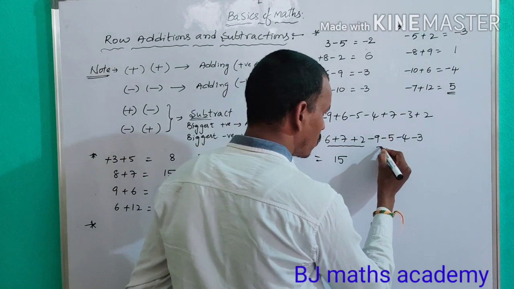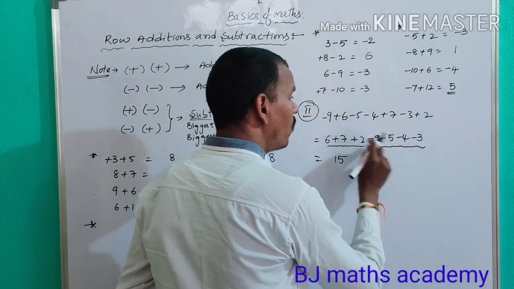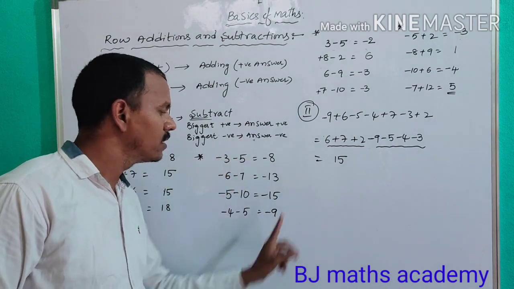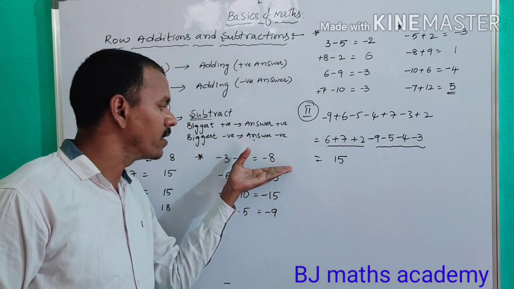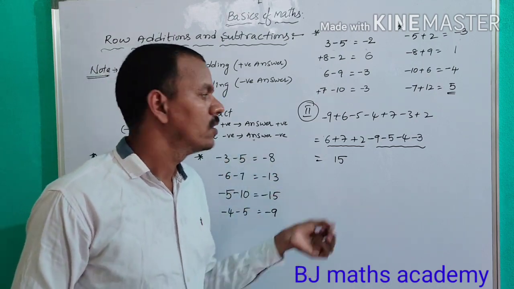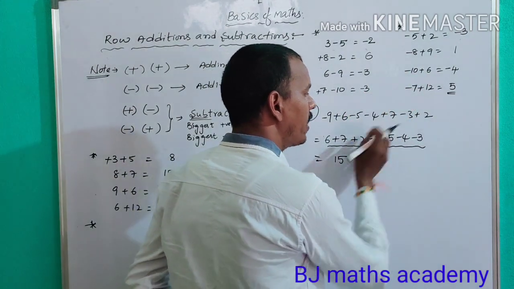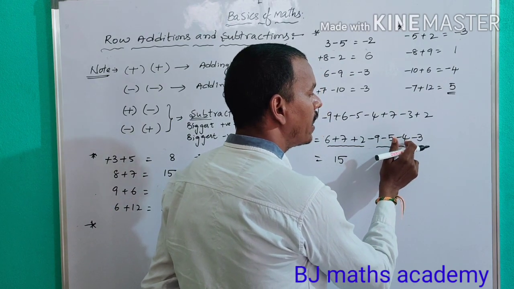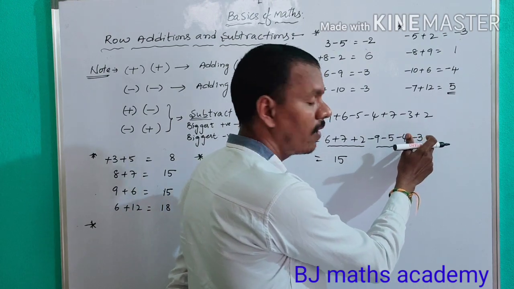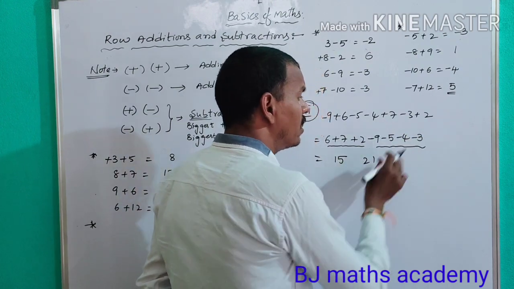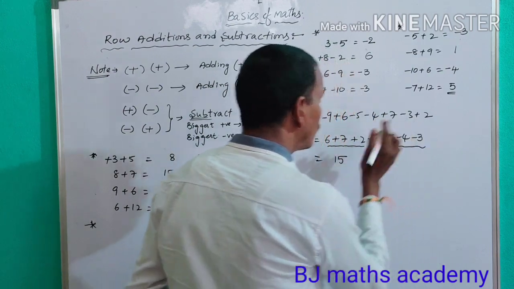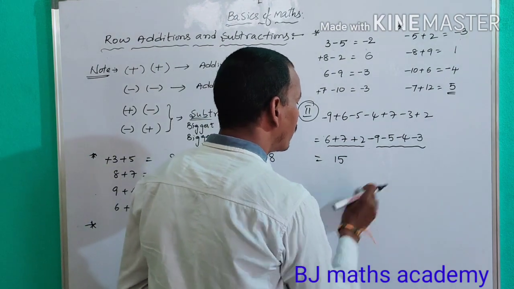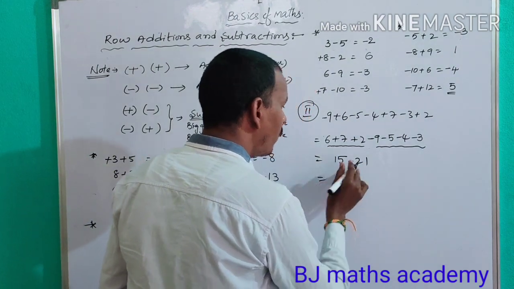Next go to the negatives. Just before, we saw that when both are negatives, what did we do? Adding. But the answer becomes negative. So here it is also the same. These all are negatives, so we can add them. 9 plus 5, 14. 14 plus 4, 18. 18 plus 3, 21. But it is plus or minus? When we are adding negative terms, we should get negative. So 15 minus 21.